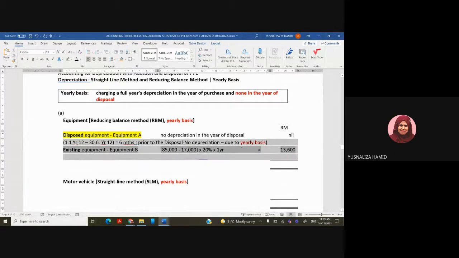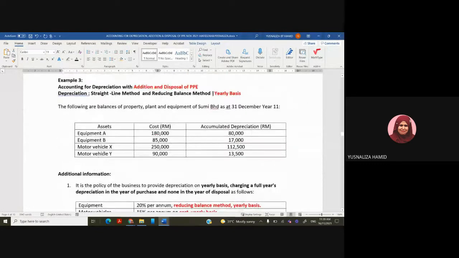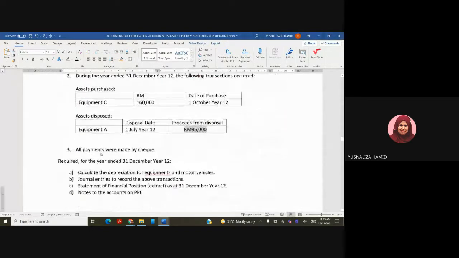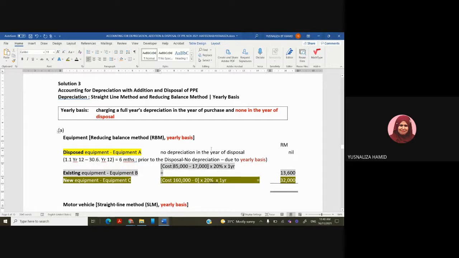Then you have a new item, which is equipment C. Equipment C is the one that you just purchased. So you will have to provide depreciation, but that will be provided based on cost. Why cost? It is the first time that you provide the depreciation. So even though it is the reducing balance method, you will charge depreciation based on cost.